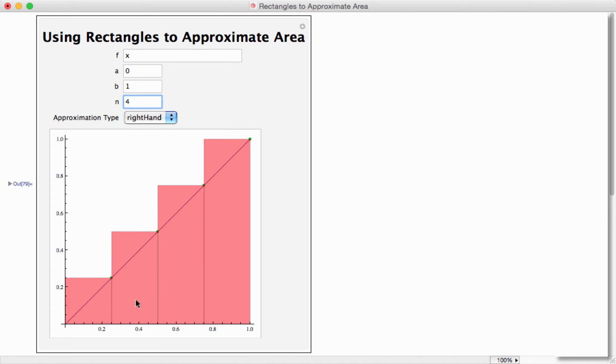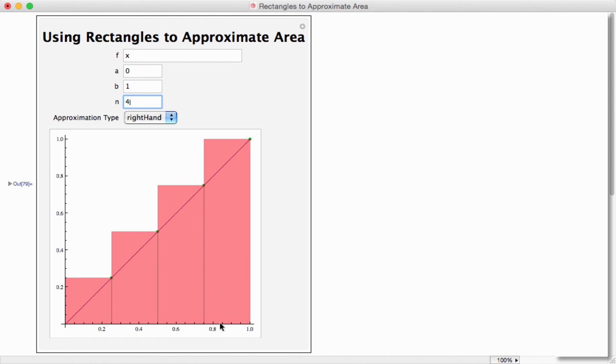The second rectangle, the width is 0.25. The value on the x-axis here is 0.5, and when I plug that into the function, I get 0.5, so that's the height. So 0.25 times 0.5 is the area of the second rectangle. The next rectangle, the width remains the same. The value here is 0.75, and when I plug 0.75 into the function, I get 0.75. Width times height gives me the area of the third rectangle.